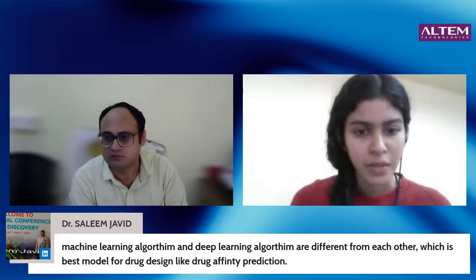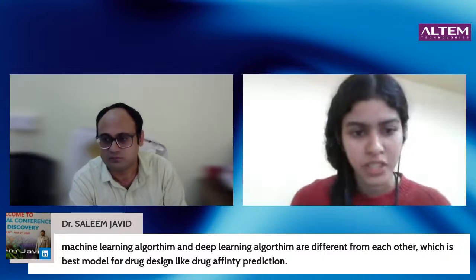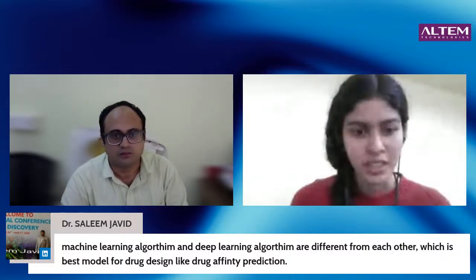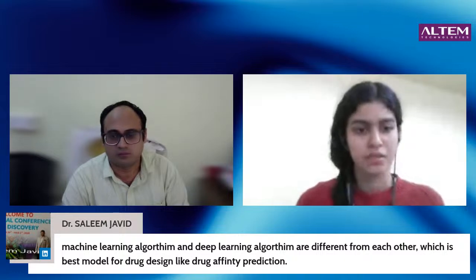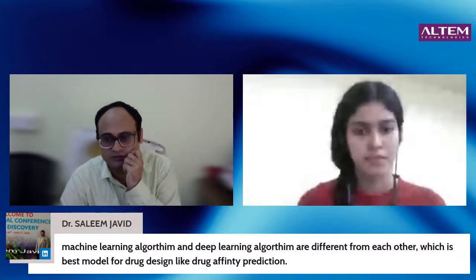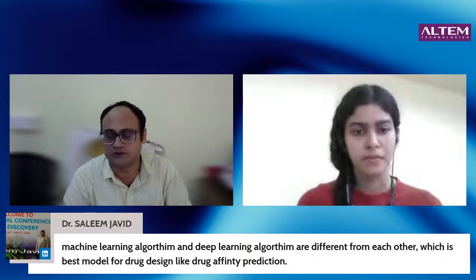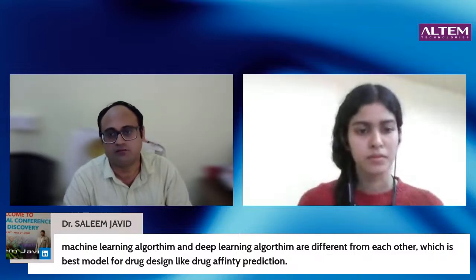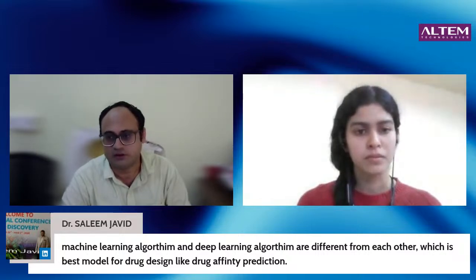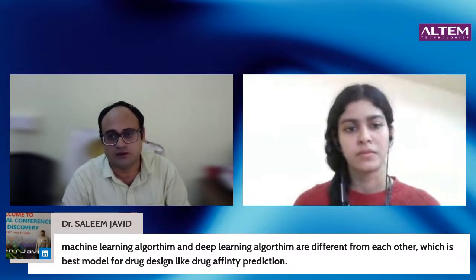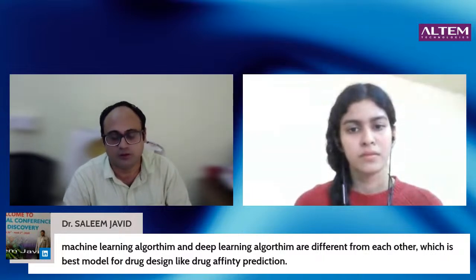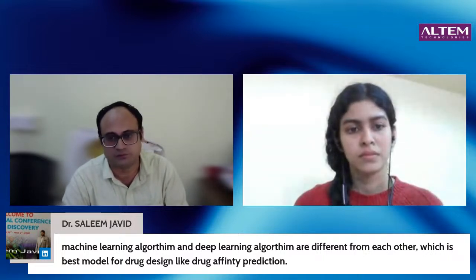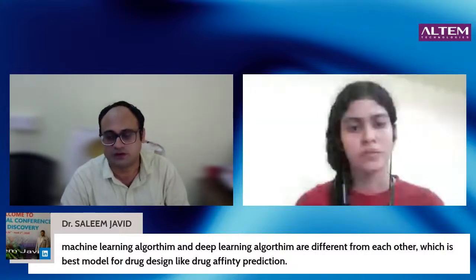Machine learning algorithms and deep learning algorithms are different from each other. Which is the best model for drug design, like drug affinity prediction? Yes. Again, this question is very similar because there is no one answer that suits all. It will be heavily dependent on the data set and the type of target you are working on. So the more data you have, the better your machine learning model will be able to capture the differences and the similarities between compounds, actives and inactives. So deep learning methods are useful only when you have huge data sets.